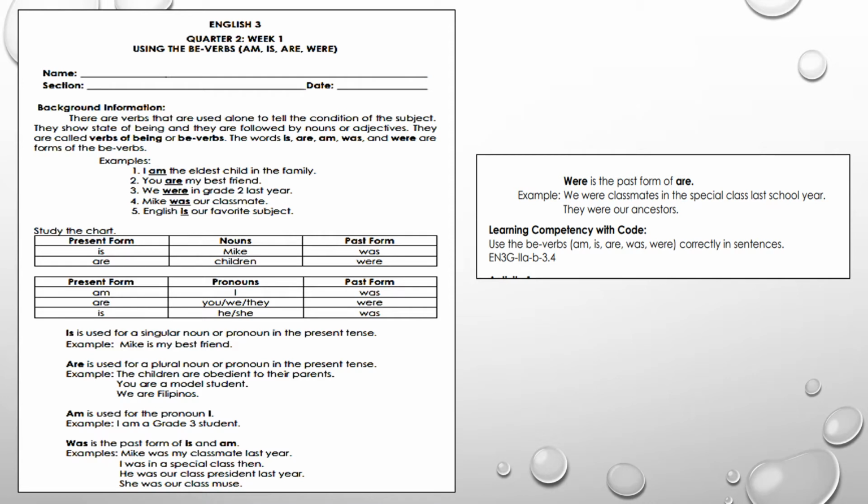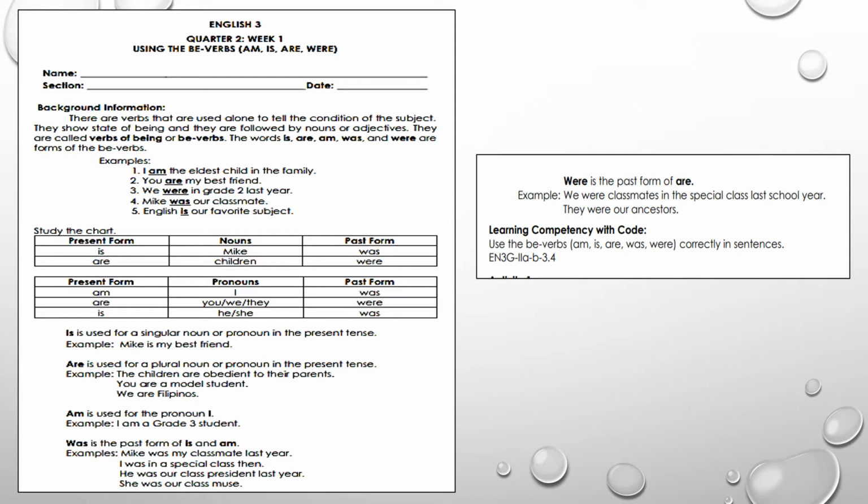So the past form can be was, were, and was. The present form of am is am, while if you're going to use it in the past form, it is was. If you're going to use are in the present form, then the past form of are will be were. And then the present form of is will be is, and the past form will be was.